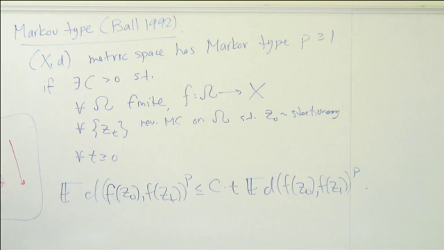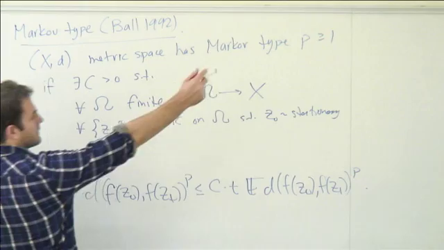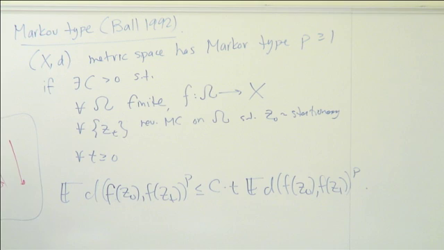Is it independent of the metric space? Say it again? C independent? Oh, no. C could depend on the metric space, but C cannot depend on any of these other data. So this p is the Markov type of the metric space, the best p for which this holds, and this constant is also a property of the metric space.